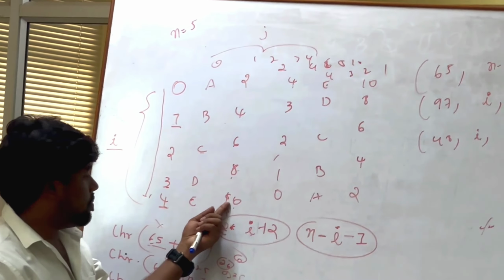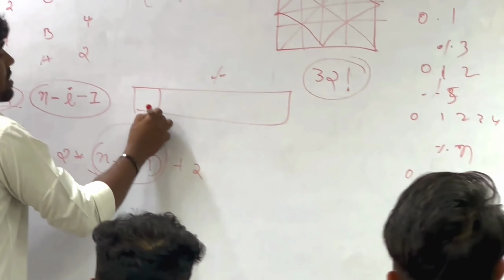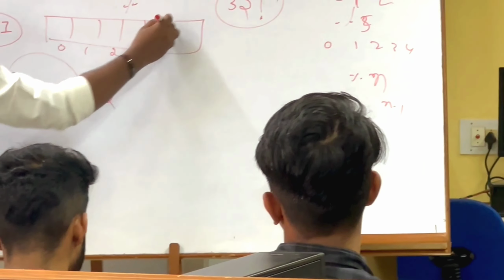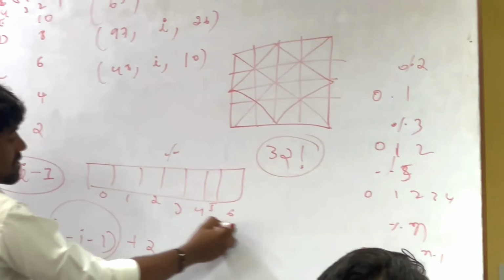I'll give one small example for you. Something like this: I will take an array, with indices 0, 1, 2, 3, 4, 5, 6. What is the value now?